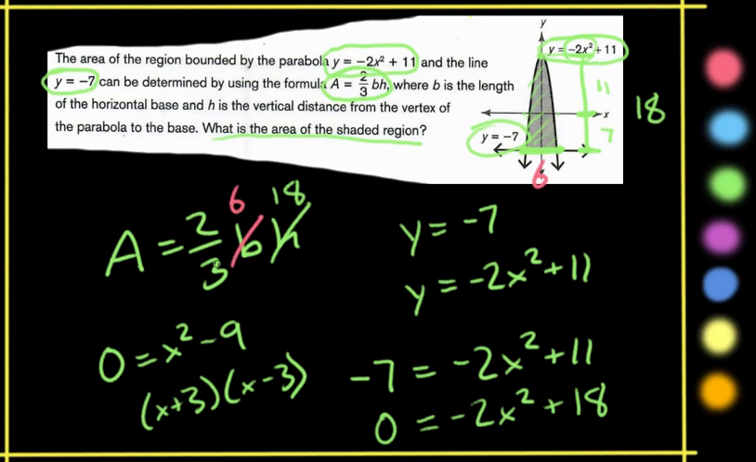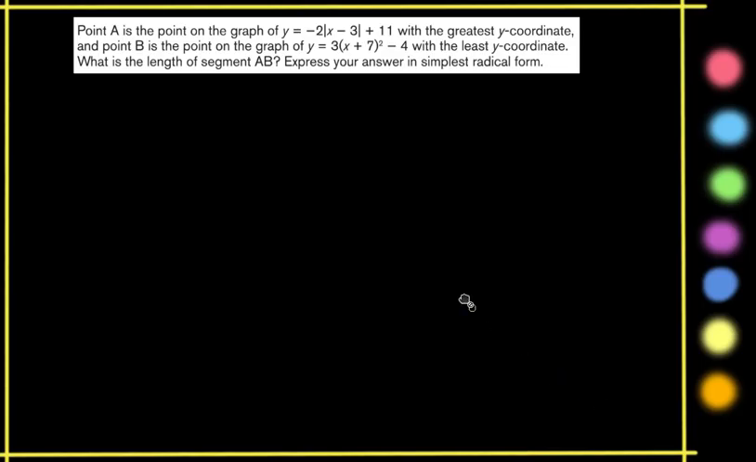And now, let's see, 2/3 of 6 is 4. Oh, well, that'll do. 2/3 of 18 is 12. 12 times 6 is going to be 72. So our answer here is 72. All right, let's go on to the next one.